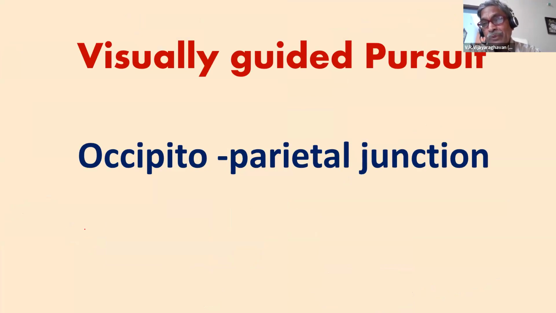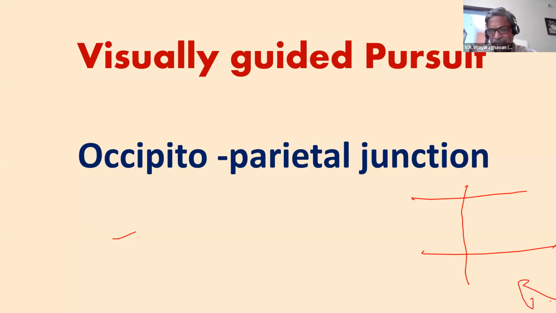Guided pursuit. Some object is there, I'm fixing on that, and that object is moving. I have to move my eyes also in the direction, whether it's right or left. Now, I told you the instruction comes from the occipital parietal area. But here the beauty is what? Suppose my right parieto-occipital area, imagine the right side.